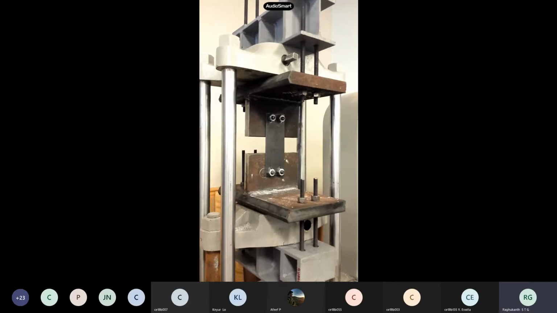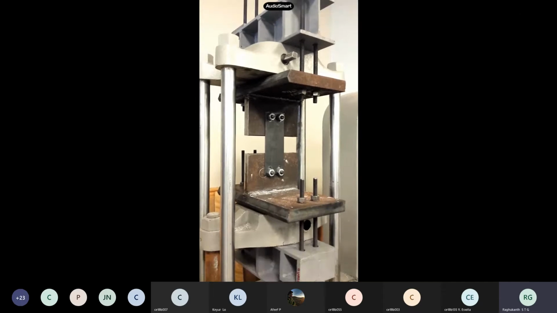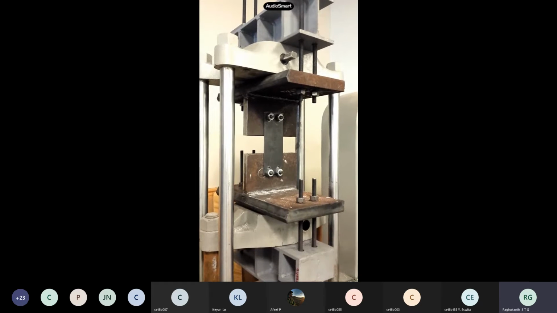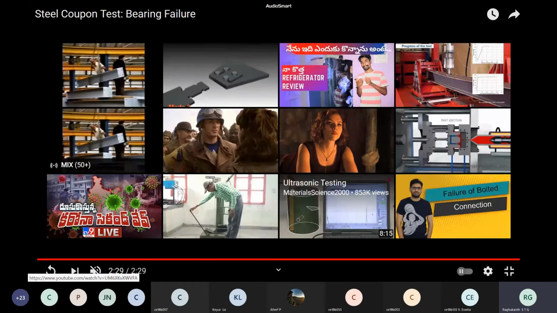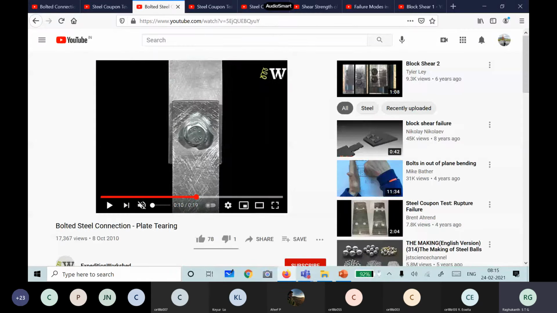Now you can clearly see the plate, it is almost visible here. You can see these bolts have come, and the plate has almost torn off when you see this type of failure. I think this is also the plate tearing.